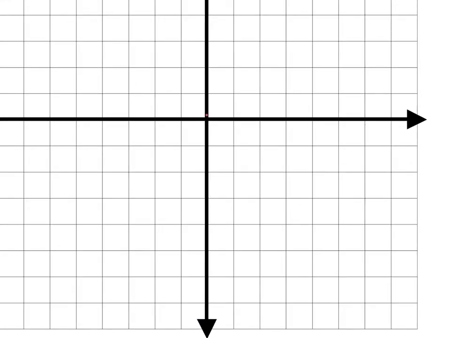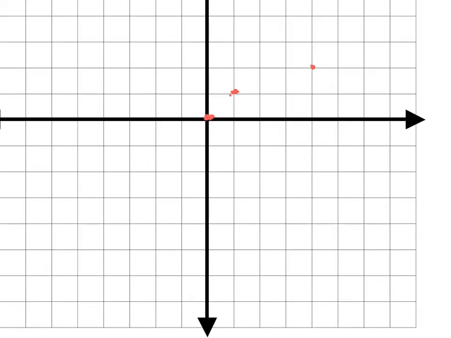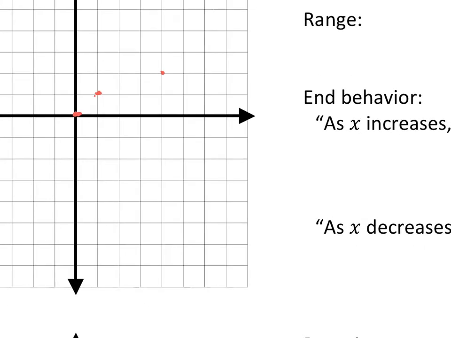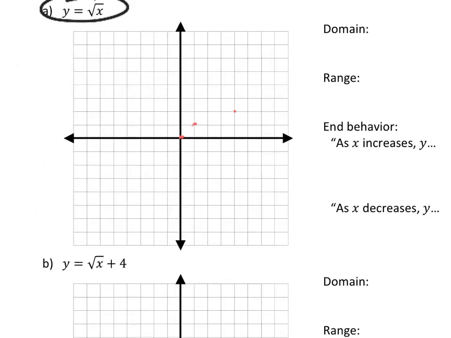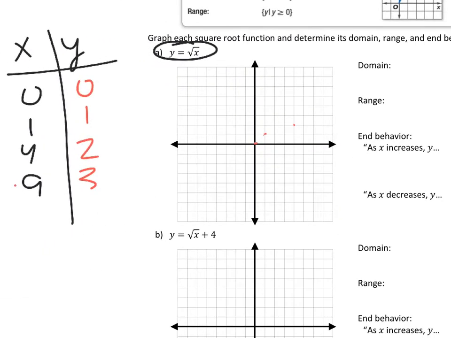So I had 0, 0. I had 1, 1. And then I had 4 and 2. And then let's see if 9 will fit on here. It will not, so I'm going to end with those 3. I can still leave that in my table, but I can't graph that one. But I have 0, 0, 1, 1, and then 4, 2. So my second step then is to draw a smooth curve connecting those points.